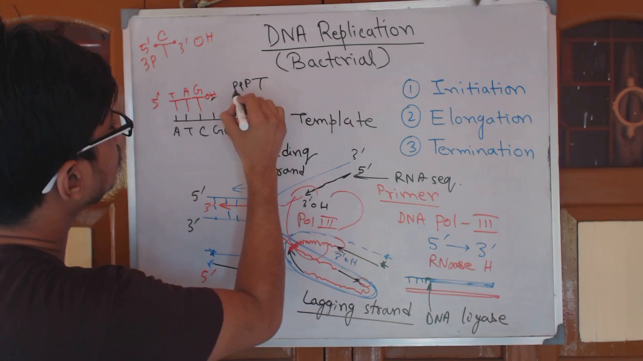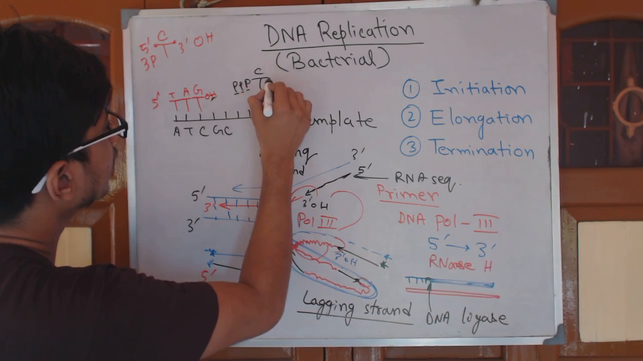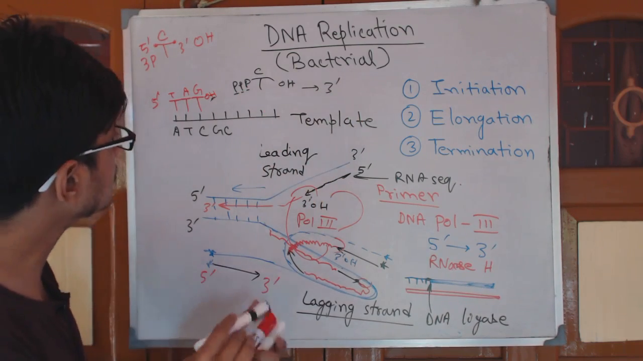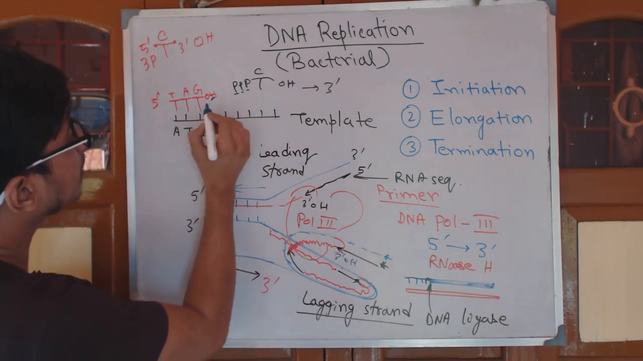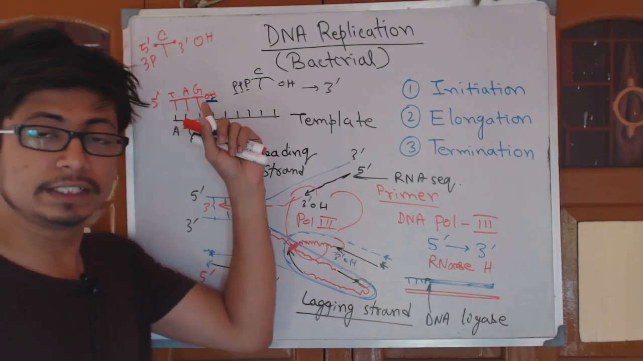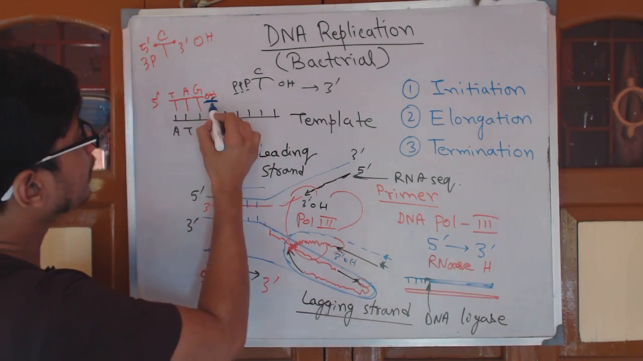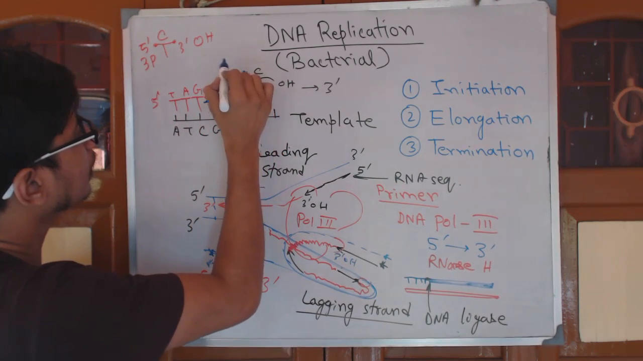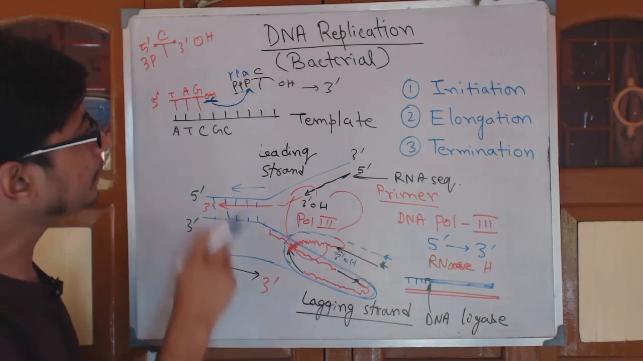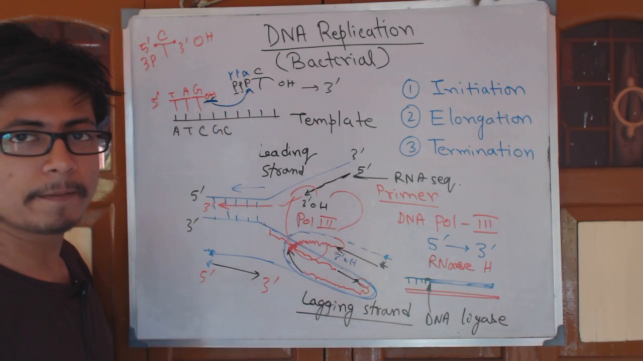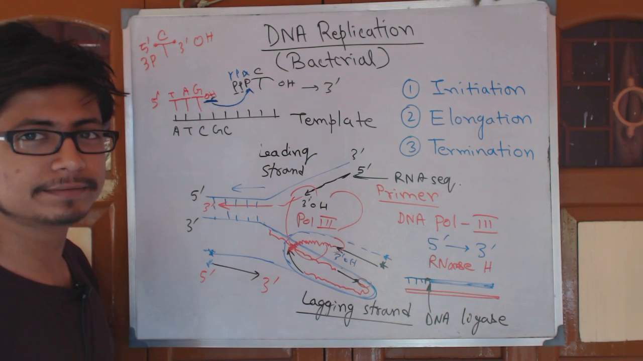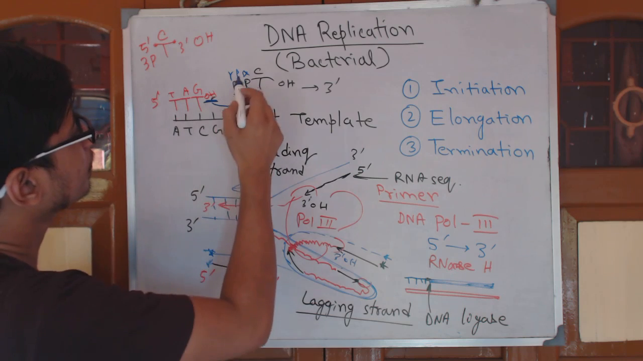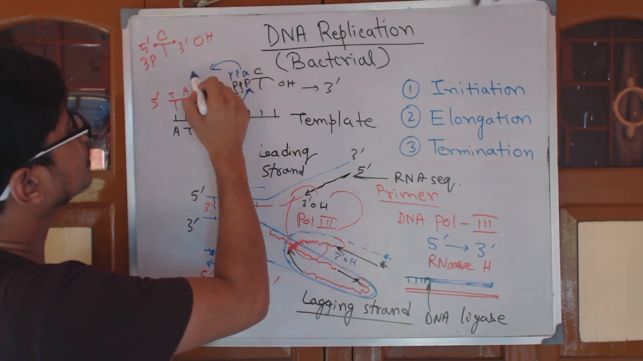Phosphate group, three phosphate groups are there, and a hydroxyl group at the 3 prime end. So now what happens? This hydroxyl group that is present in the growing chain will attack the alpha phosphate. This is the alpha, beta, gamma. It's a nucleophilic attack. Once it attacks the alpha phosphate, the beta and gamma phosphates are released.